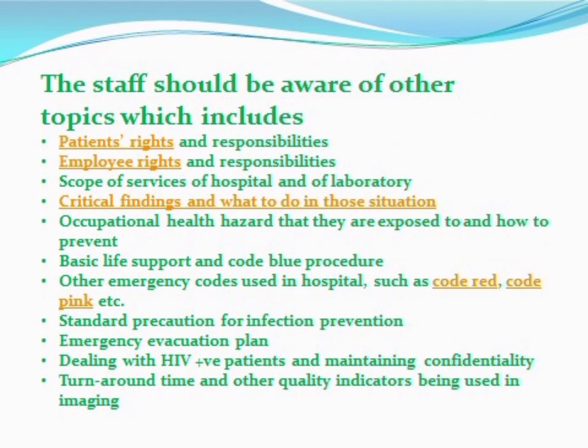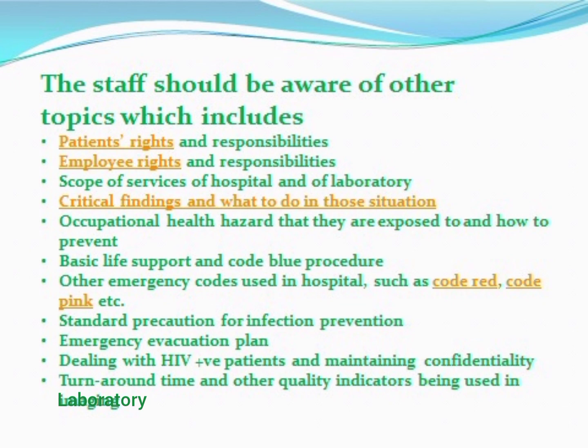Point number 17. The staff should be aware of other topics which include patient rights and responsibilities, employee rights and responsibilities, scope of services of the hospital and laboratory, critical findings and what to do in those situations, occupational health hazards that they are exposed to and how to prevent them, basic life support and code blue procedure, other emergency codes used in hospitals such as code red, code pink, etc., standard precautions for infection prevention, emergency evacuation plan, dealing with HIV positive patients and maintaining confidentiality, turnaround time and other quality indicators being used in the laboratory.